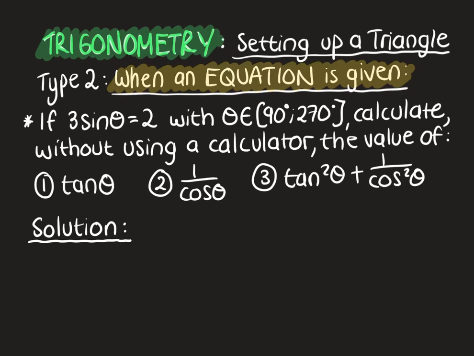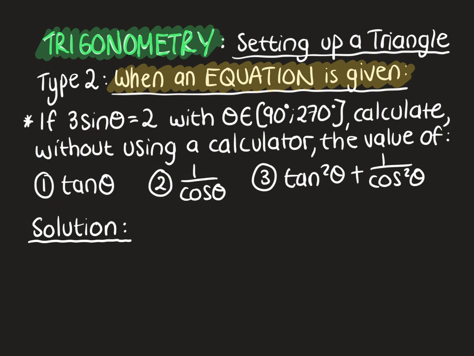We're now going to be dealing with type 2 of the setting up of a triangle in the trigonometry section, and that is when an equation is given. If you are following on from the first video where we did when a point is given, we're now doing type 2 of setting up a triangle when an equation is given. So let's read the question.